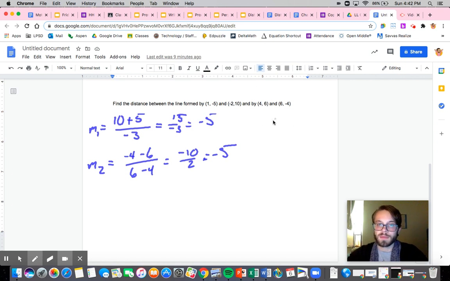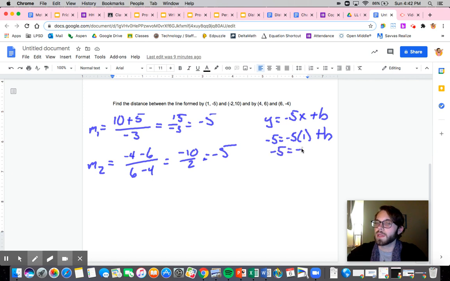All right. So I'm just going to find the equations of them. So y is equal to -5x plus b. And I'm going to do this for the first one. So I'm just going to plug in -5 is equal to -5 times 1 plus b, which makes this -5 equals -5 plus b. So b will equal 0, which is a very nice line. So that means my first line over here, I'm just going to write it, y equals -5x, and I have no b.